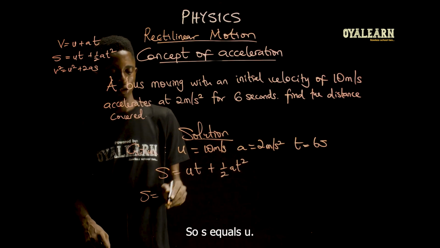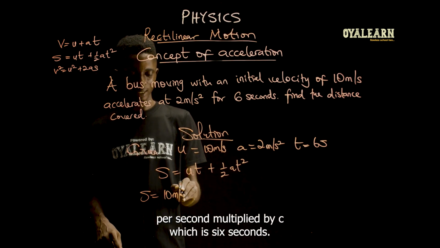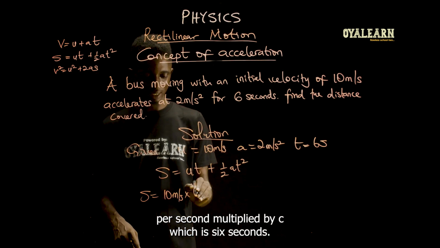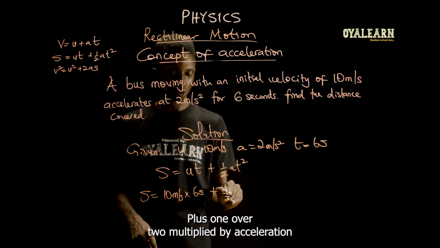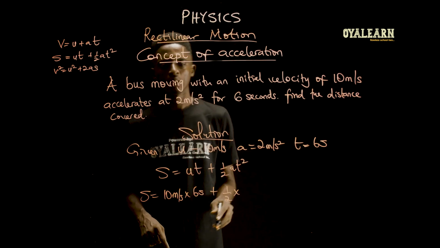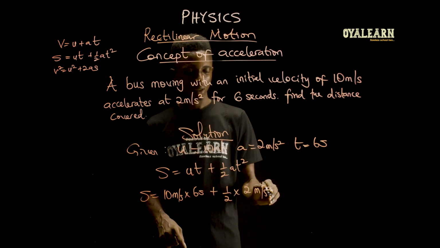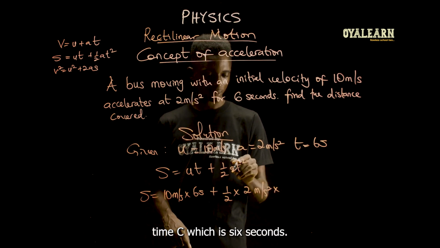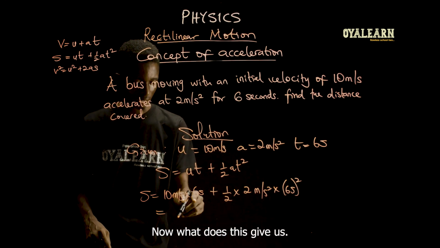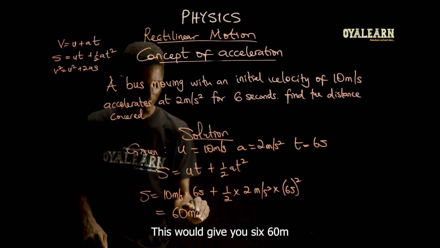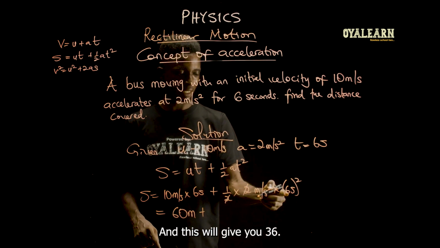So s equals u, that's 10 meters per second, multiplied by t, which is 6 seconds, plus 1 over 2 multiplied by acceleration, which is 2 meters per second squared, all multiplied by time t, which is 6 seconds, then we square this. Now what does this give us? This would give you 60 meters plus, of course, 2 cancel 2 here, and this will give you 36.